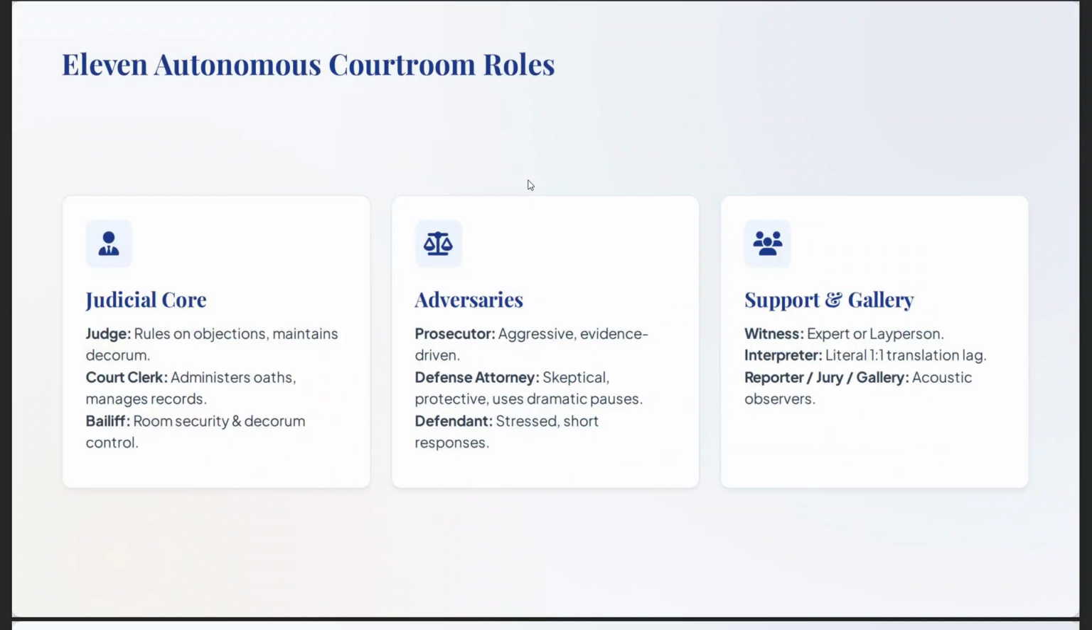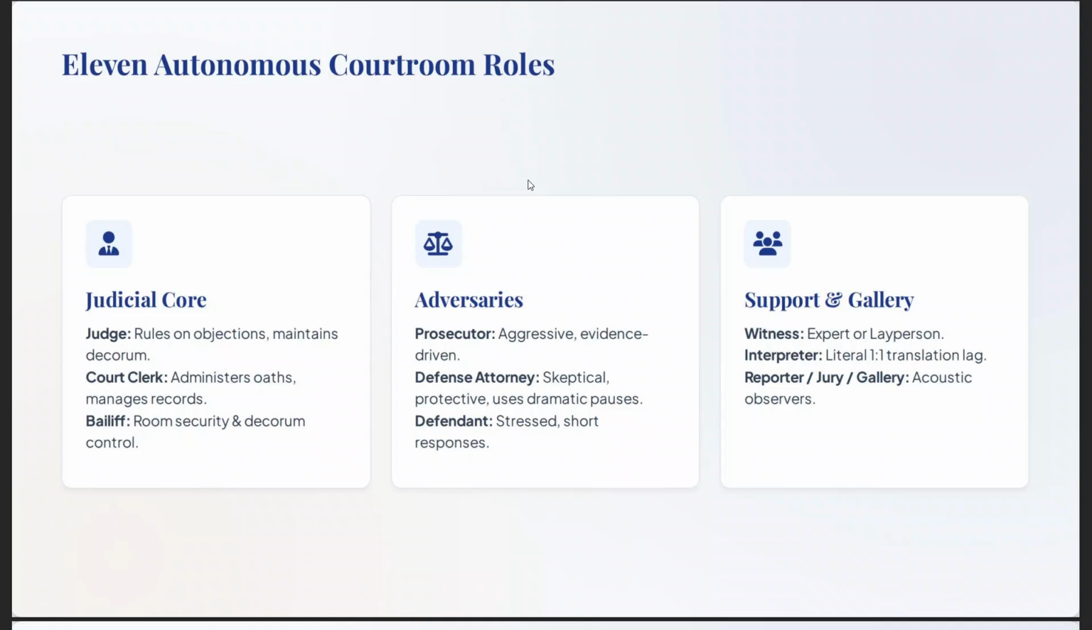Next are the 11 autonomous courtroom roles. Number one is the judicial court. These are the different autonomous courtroom roles being used by the agentic structure. The judicial court can be divided into multiple categories. One is the judge, who rules on objections and maintains decorum. Next is the court clerk, who administers oaths and manages records. Next is the bailiff, whose duty is room security and decorum control.